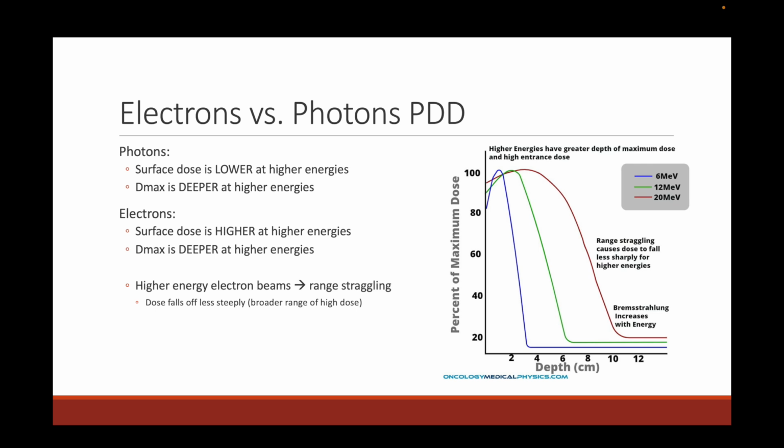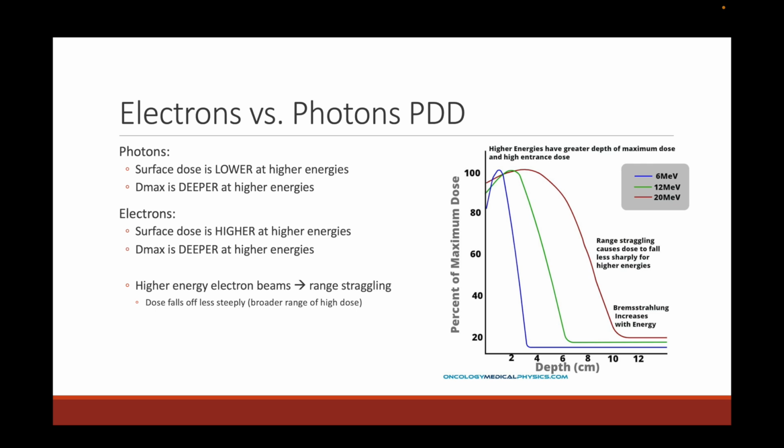Electrons are different than photons, and when it comes to the surface dose, they're actually the opposite. Whereas for photons, the surface dose is lower at higher energies, with electrons, the surface dose is actually higher at higher energies. If you look at the image on the right-hand side, we have a 6, 12, and 20 MeV electron beam percent depth dose curve. On these PDD curves, you can see that the red line, which represents a 20 MeV electron, has the highest surface dose, which is higher than the 12 MeV, and then the 12 is higher than the 6 MeV. So for electrons, the surface dose is higher at higher energies.